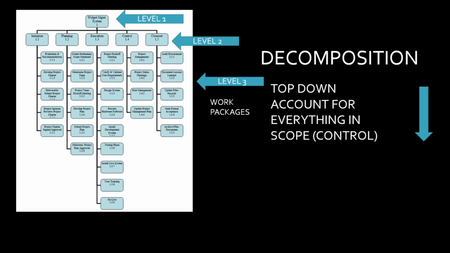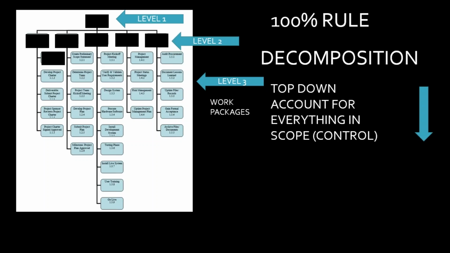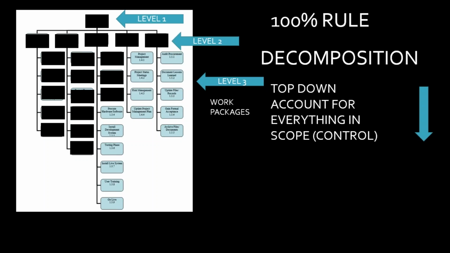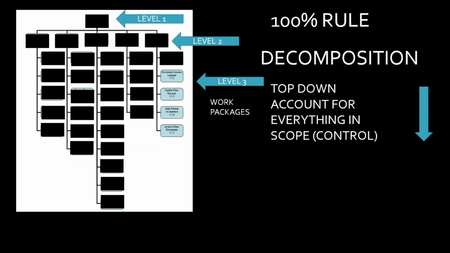So like I said, as I break down from the top down, I've accounted for everything. That's my scope control. As I start to break my widget management system down, remember the 100% rule: level 2 satisfies level 1. Same thing when I'm doing my level 3s. I have identified work packages. I'm done right now. I'm going to take this and send this into time management. I've accounted for everything top down for scope.